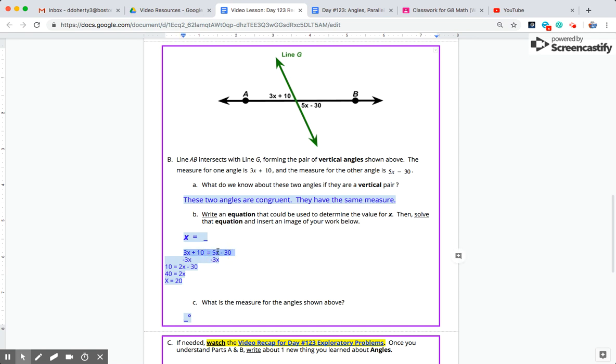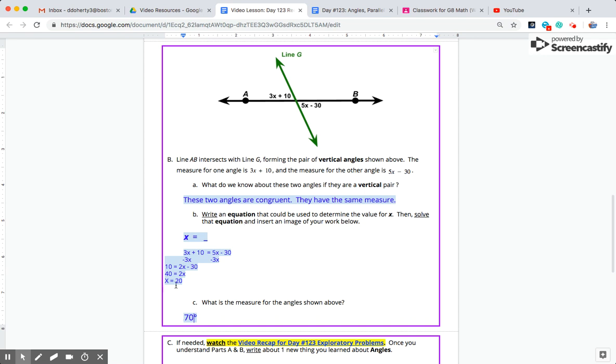Again, we took this equation right here, used inverse operations to gather the x's to the right side of the equation, then the constants to the left side of the equation, divided by 2, and we realized x is equal to 20. So that can also help me then figure out what is the measure for the angles. If I plug in a 20 for x, 3 times 20 is 60. 60 plus 10 is 70. So we get 70 degrees for the measure there.